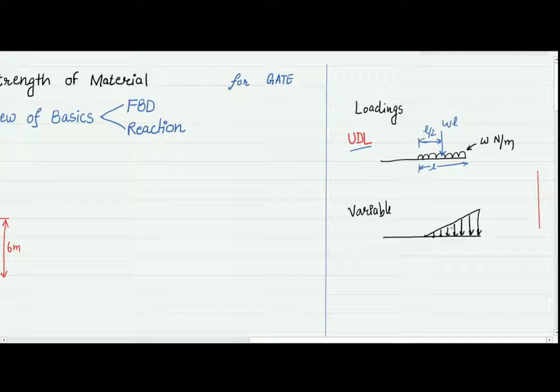Similarly, in the case of a variable load, the load becomes the area. If I am interested in making a point load, I will put a point load whose magnitude is the area of this triangle. For example, if this is L and this is W, my load will be WL by 2, and the position of this load will be at the centroid of this triangle, which will be B by 3 distance. B means the base, so it will be at L by 3 from this side. So that part we have covered.